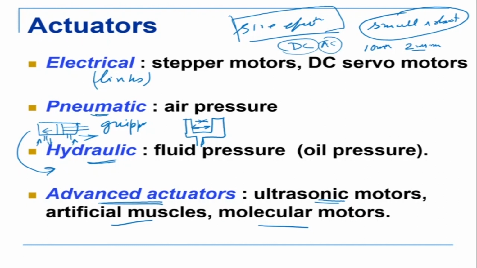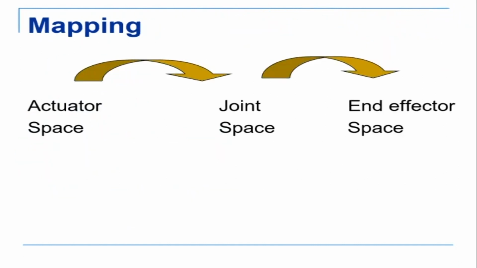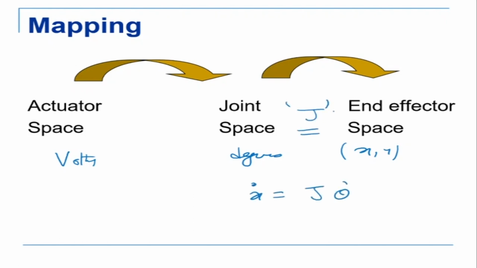Now let's go back. There is a mapping that goes on between the actuator space, joint space, and the end effector space. This is something we talked about in the Jacobian. The actuator space is basically voltage, the joint space is degrees, and the end effector space is Cartesian space, x and y. What relates these is the Jacobian: x dot is equal to J times theta dot.